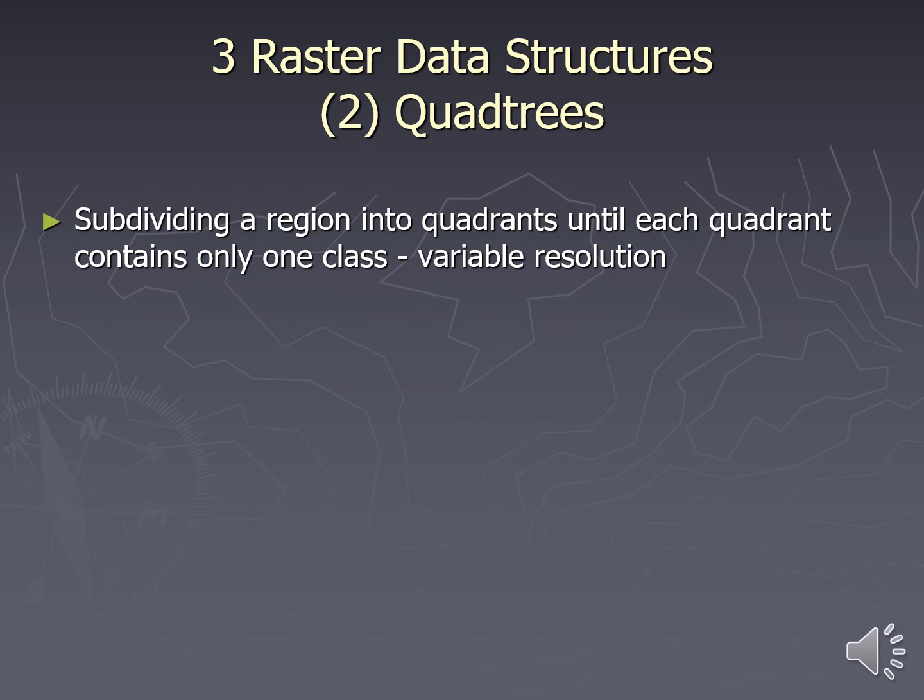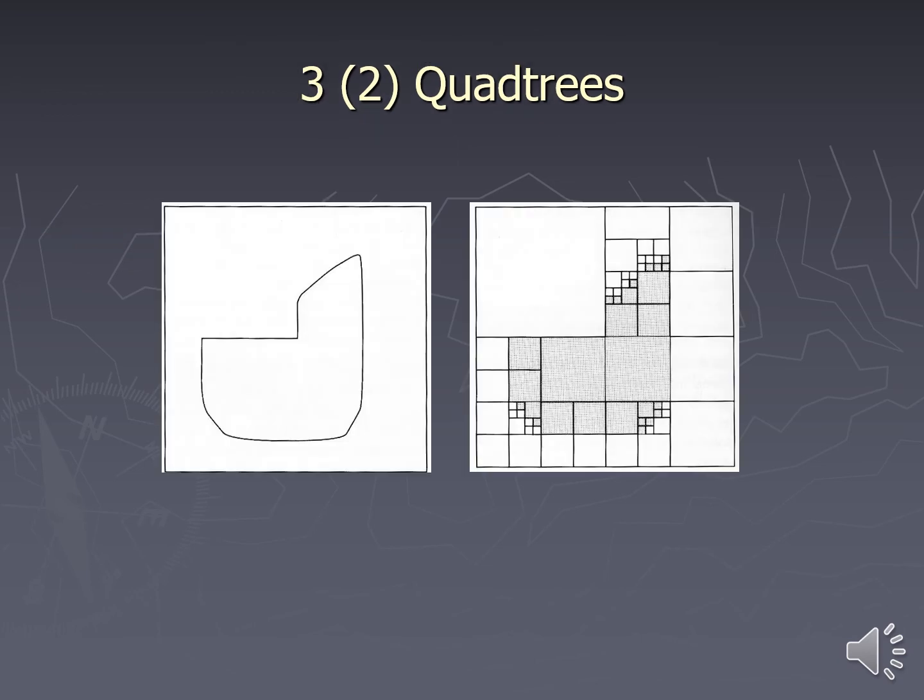Quad trees are subdividing a region into quadrants until each quadrant contains only one class, with variable resolution. That's so much better said than how I tried to explain it earlier. As you can tell, that was taken directly from the textbook, but I didn't want to copy it exactly. So what does that mean? The best example here is on the right. This is what a quad tree looks like. On the left, you have a vector polygon, an outline here, and you can see that same structure created into a raster data set on the right. The value of those cells depends on the attribute.